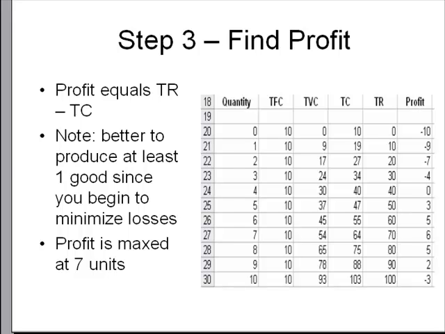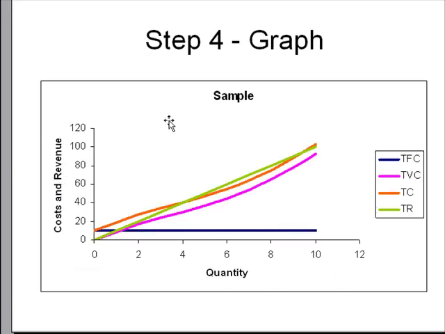Finally, let's just simply graph this. And when we graph this, we can see that our total revenue, which is the green line for money, exceeds our total cost curve. Not by a lot, but we're making a profit, and somewhere we're maximizing our profit, where the distance between the green line and the orange line is the greatest.